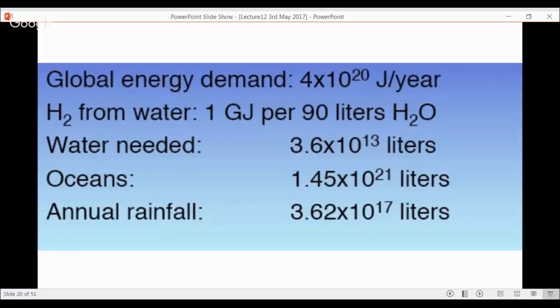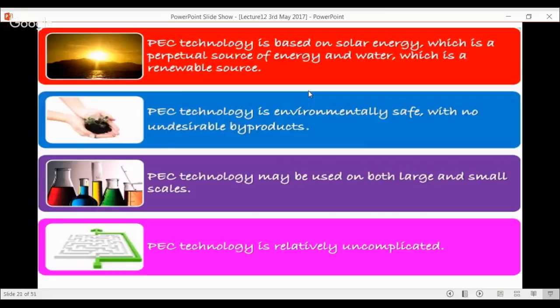Actually, for the oceans, taking some 10 to the minus 5% of the water in the ocean is enough. Or if I were to take the annual rainfall, it is 10 to the 17. What we want is 10 to the 13. So even if I were to take 0.01% of the rainfall for fuel production, that is enough. Therefore, we should not be carried away with the idea that we already have a water shortage and so will not be able to use water and decompose water. That is not the criterion at all.